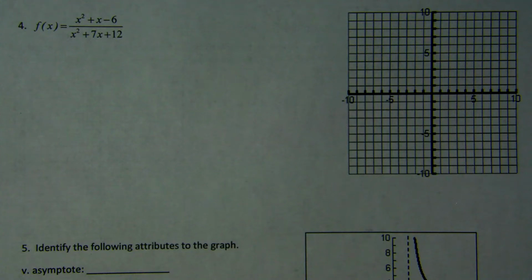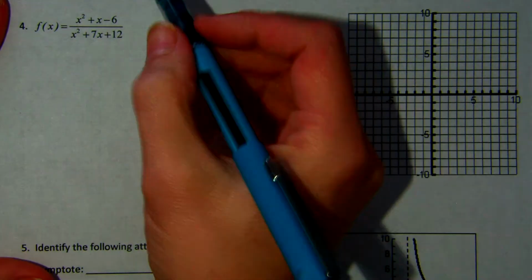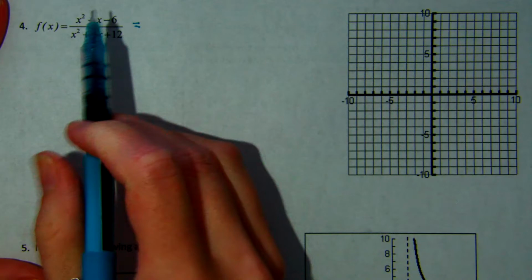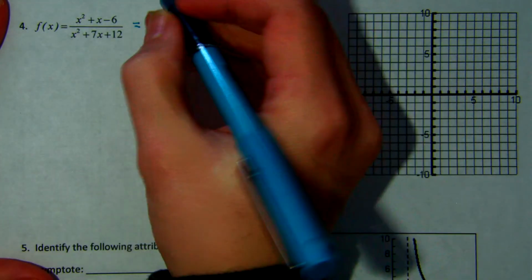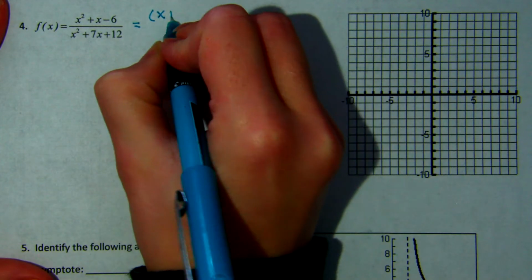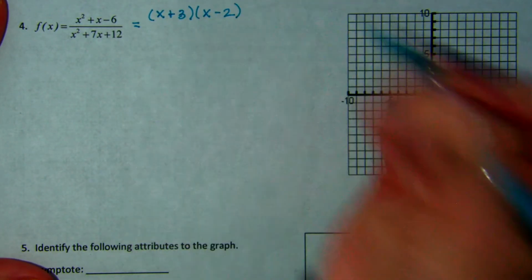All right, guys, one more rational function. First thing we do with these things is we factor everything completely. So this function right here, I'm looking for two numbers that multiply to -6 but add to +1, and that's x plus 3 and x minus 2.